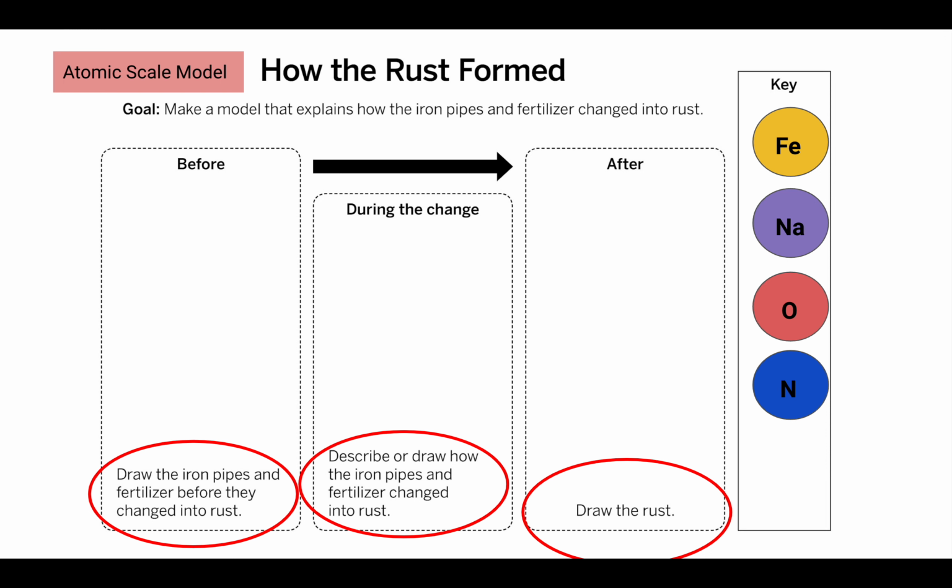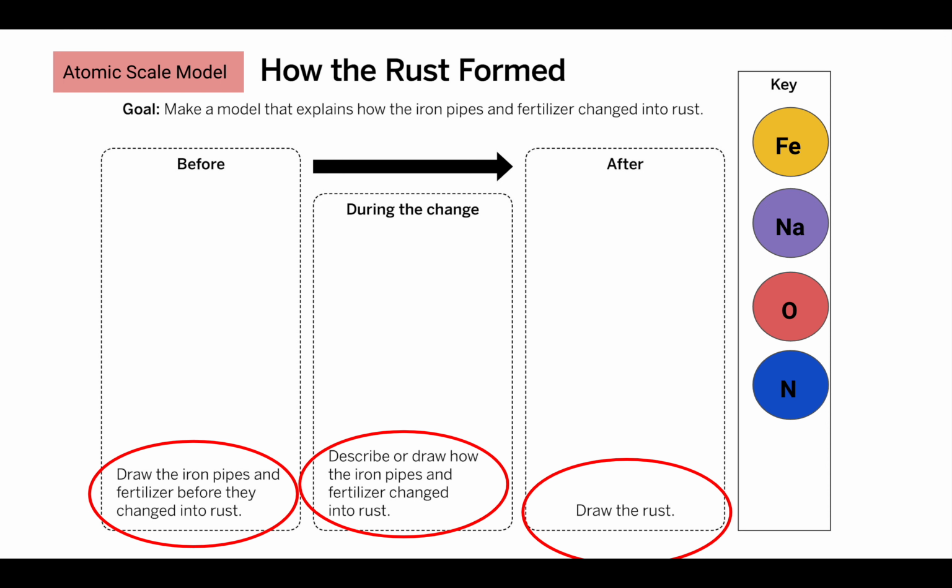Now, during the change, you're going to describe or draw how the iron pipes and fertilizer changed into rust. And so when you have these nice molecules on the reactant side, what has to happen to them? What do you imagine the kids had to do with the tokens? And represent that there in that middle box.